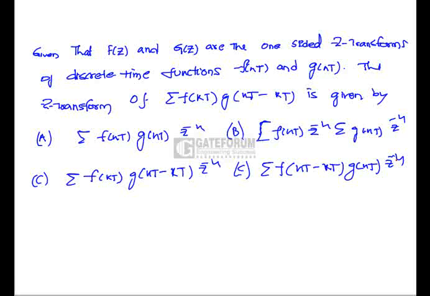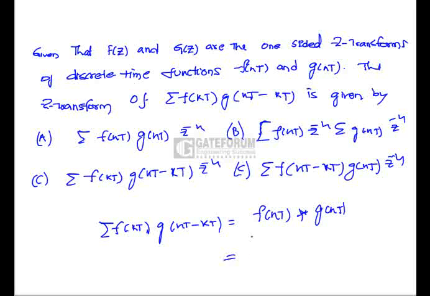See, from the above given expression, the sum of f of kT g of nT minus kT is nothing but the convolution of two functions f of nT and g of nT. If it is convolution in the time domain, then in the frequency domain or Z domain, if we apply the Z transform, it is going to be F of z and G of z. According to this, if we take the Z transforms of the individual functions f of nT and g of nT and multiply those, we will get option B as the correct option.